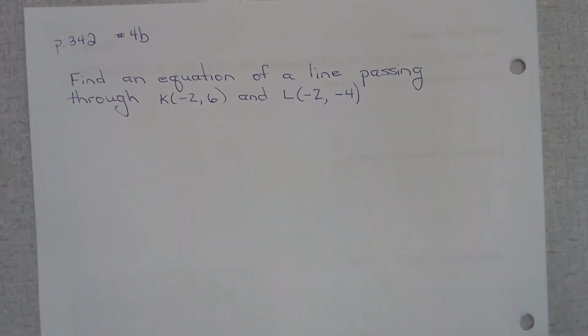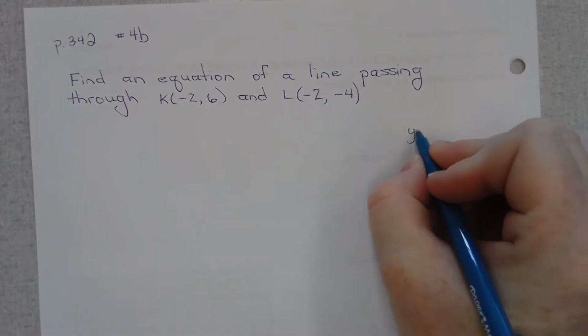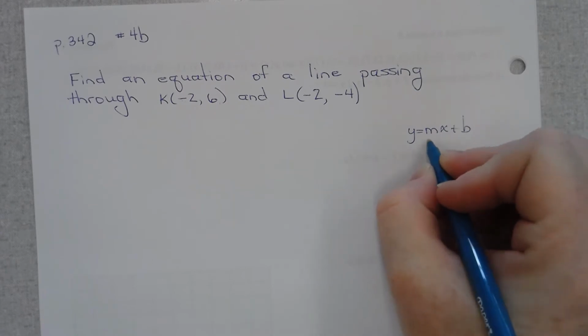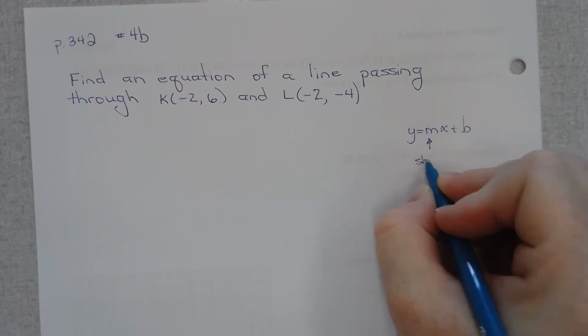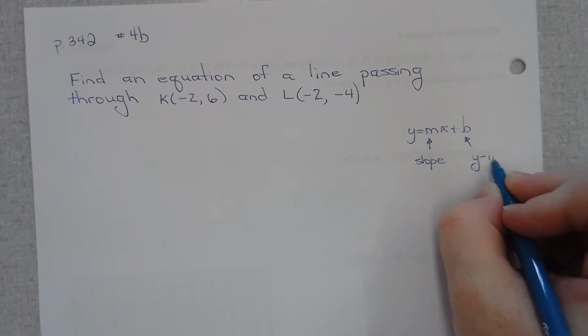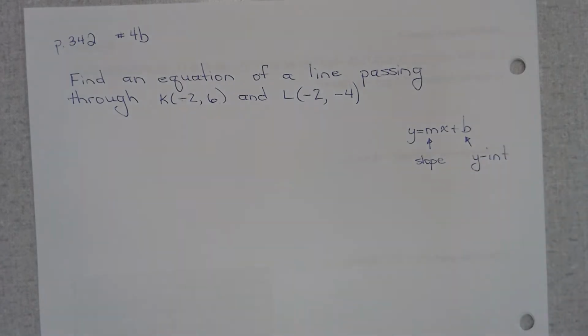So this works the exact same way they always work when you have two points. The first thing you have to do anytime you're finding an equation of a line is write it in the form y equals mx plus b, where you remember m is your slope and b is your y-intercept. So in this case, we need to find the slope and we need to find the y-intercept.